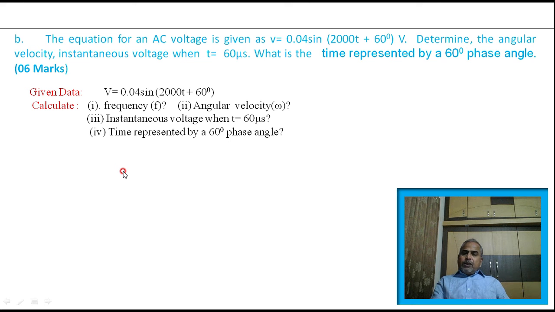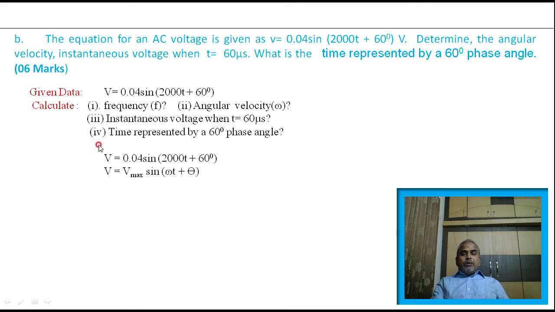For this, what you have to write is our standard AC voltage equation. First you will note the given quantity: V is equal to 0.04 sine 2000t plus 60. Now I will write the standard form of the AC voltage, that is V is equal to Vmax sine omega t plus theta.